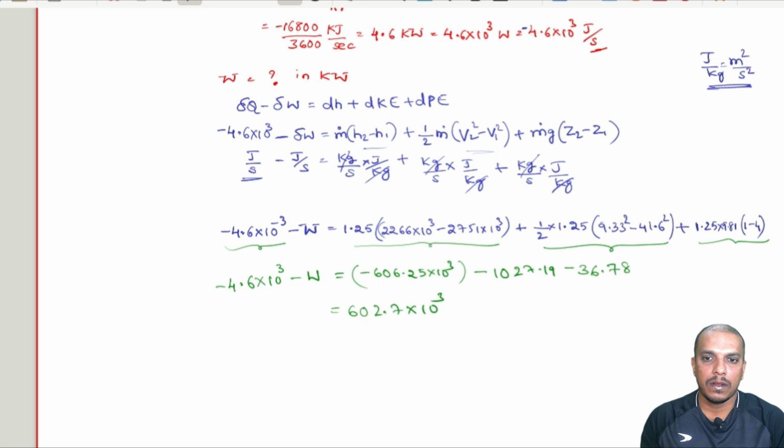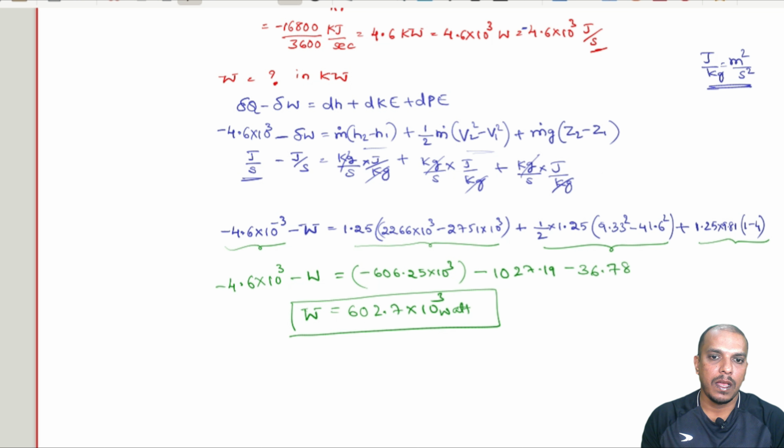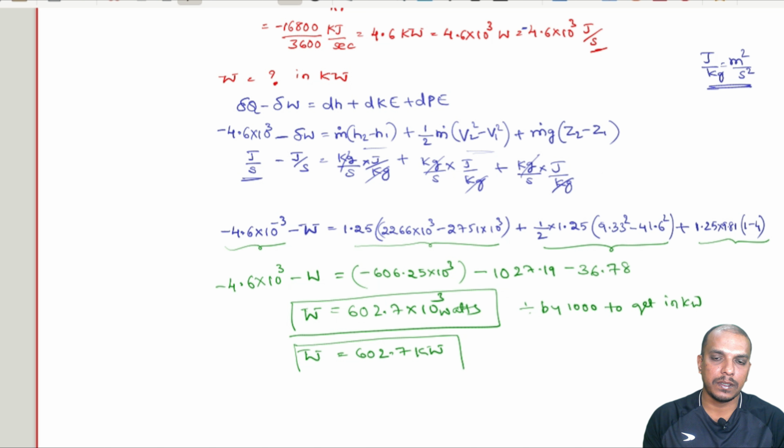Now this W which we are getting in watts, or we can say work transfer or power in kilowatt is, divide this by 1000 to get it in kilowatt. So if you divide that by 10 power 3 or 1000, this 10 power 3 goes off, you will have it in kilowatt. So since it is a power producing device which is a turbine, obviously the work transfer should be positive, and we can say that the power produced by this turbine with this data is 602.7 kilowatt. Thank you.